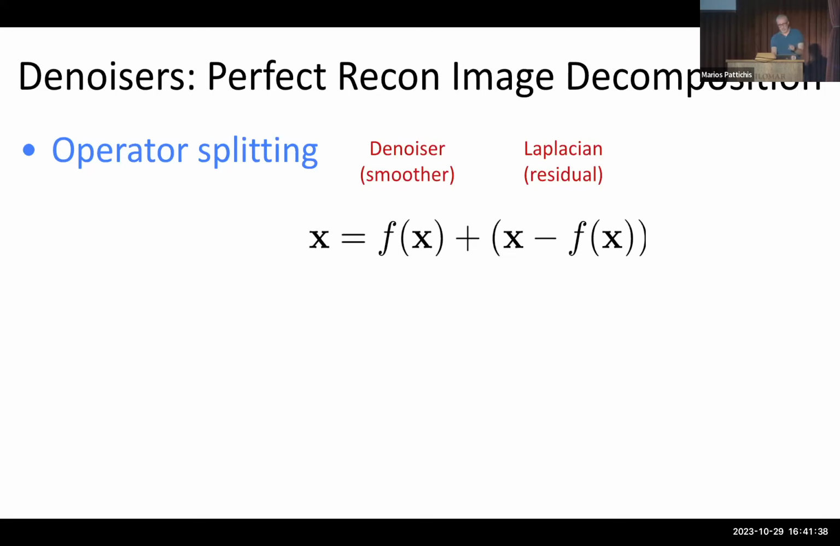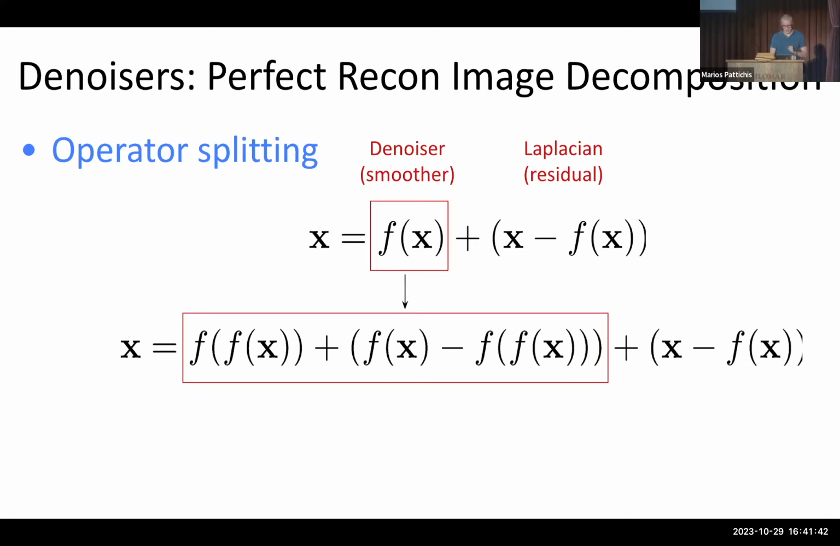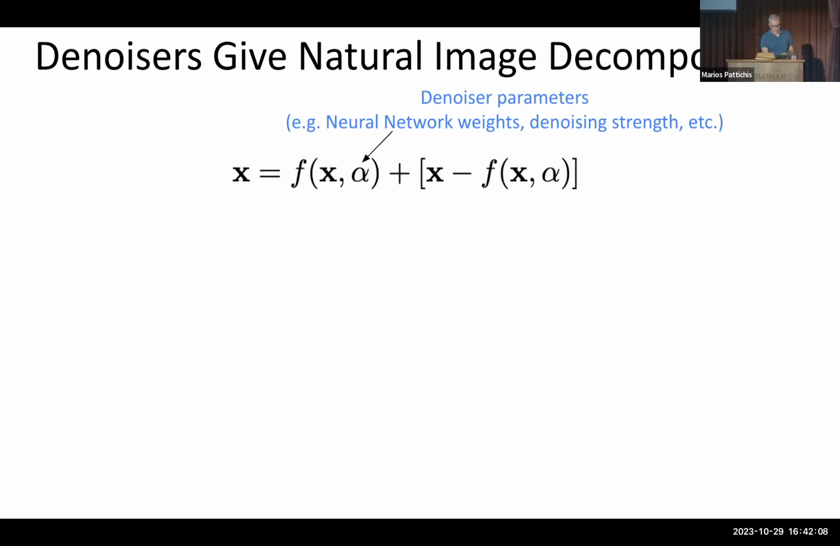But now I can take f of x and do the same thing to it. I can think of it as an image, apply f to it again and look at the residual of that, and it's still a perfect decomposition. And I can continue this process as many times as I like. This actually works pretty well, and it's well defined if f is non-expansive. You can imagine if f is expansive, if you apply f multiple times, you just get things blowing up, right? So that's one condition that we generally like in denoisers.